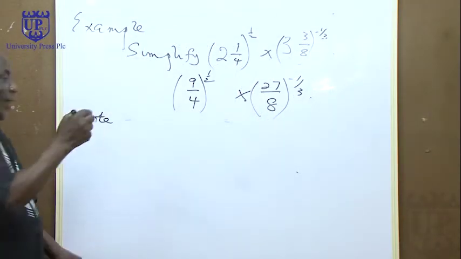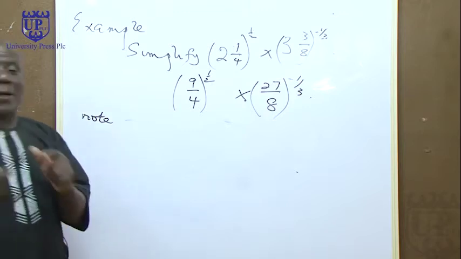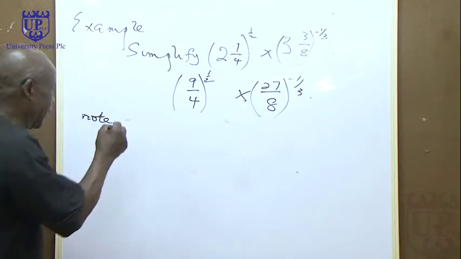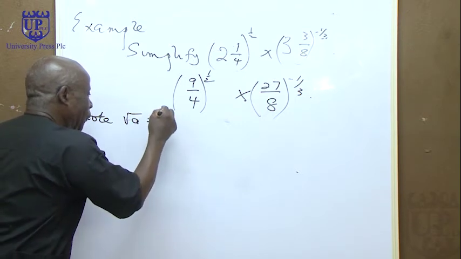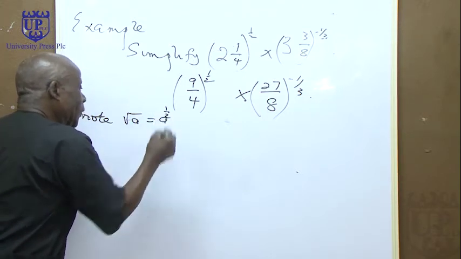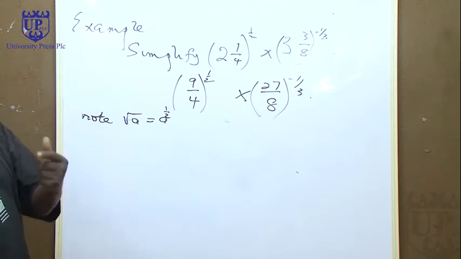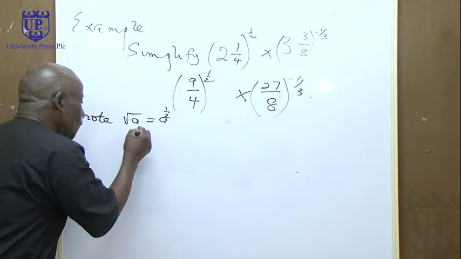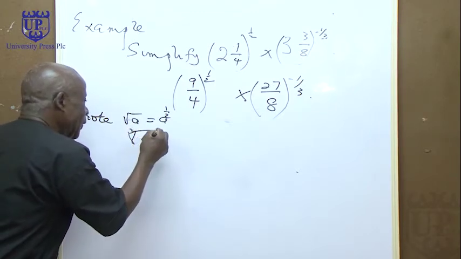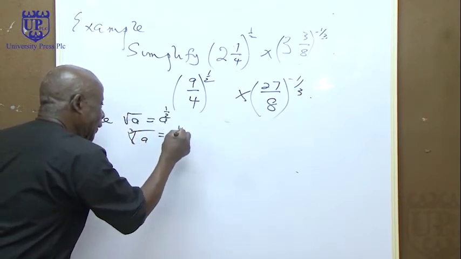Note: the square root of any number is that number raised to power half. For example, the square root of a is a raised to power half. The cube root of any number is that number raised to power 1 over 3. For example, the cube root of a is a raised to power 1 over 3.